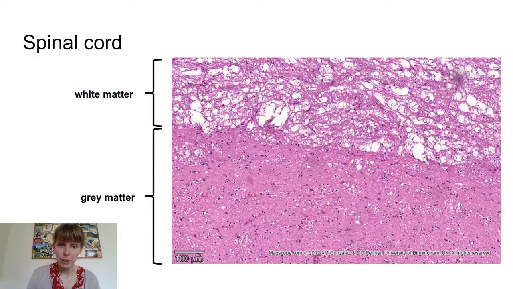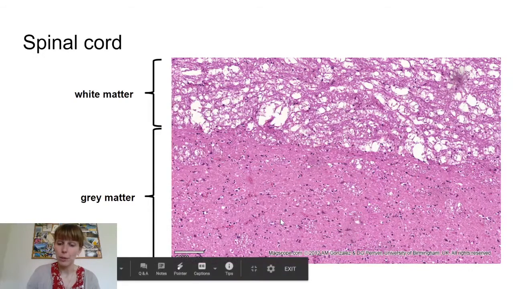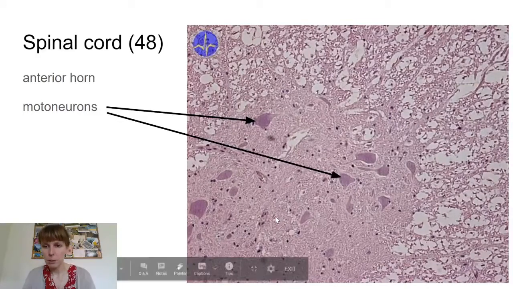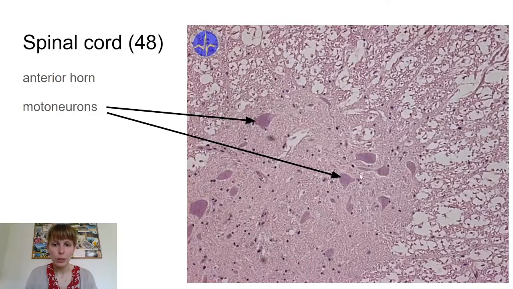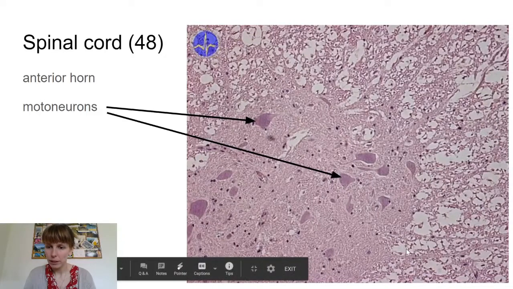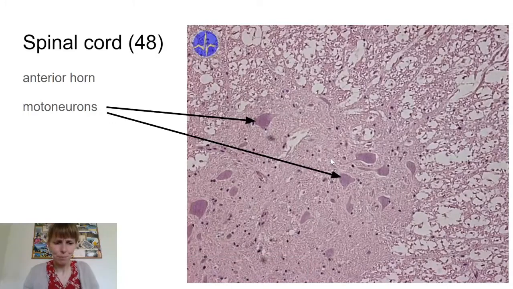So this would be the white matter, this would be the gray matter, and we will get to the slide, but we will be looking for a part of the gray matter which will contain huge cells like this in the anterior horn, and they will be the motoneurons. So white matter has a lot of empty spaces, and here is homogeneous pinkish gray matter with the big motoneurons.